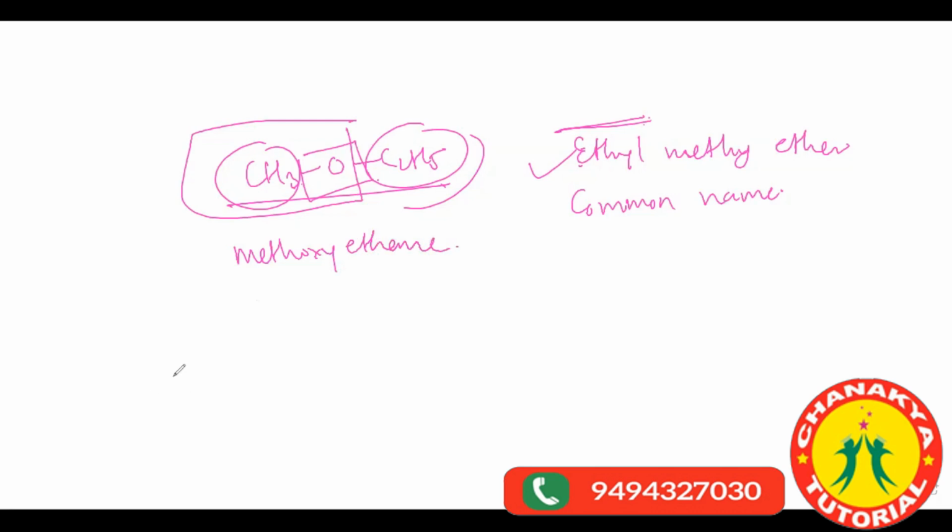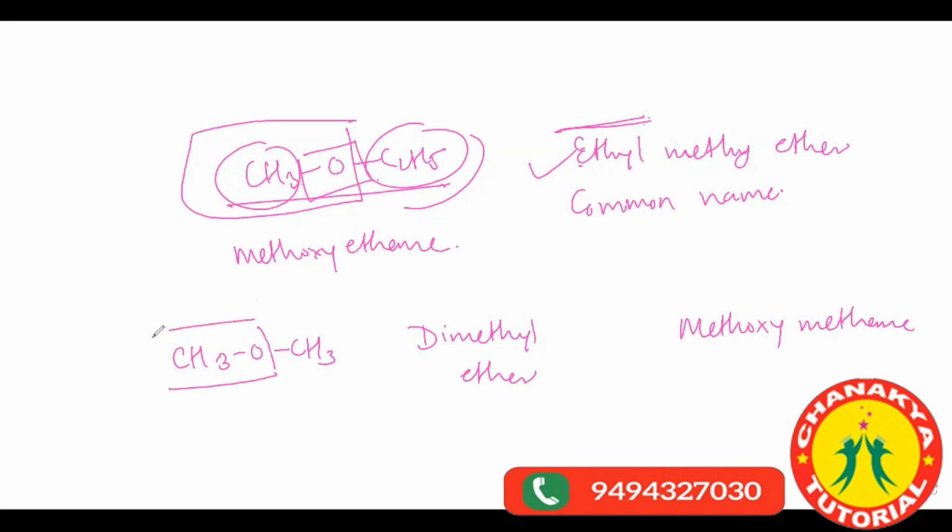If it would be structured in this manner, CH3O CH3, that time it will be what? Commonly dimethyl ether. It's a common name. And the IUPAC name would be what? Methoxymethane. Why? Because this OCH3 group is the methoxy group, and it is attached to which parent alkane? Methane. So it will be methoxymethane.